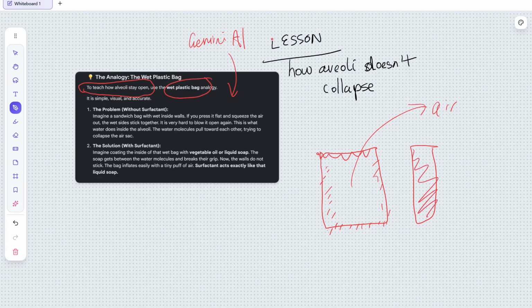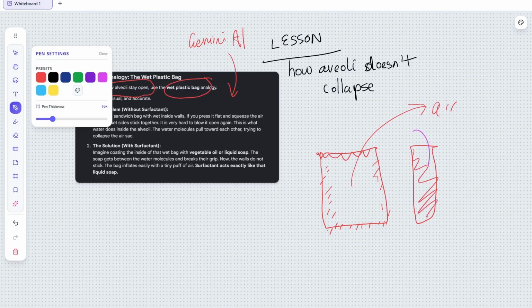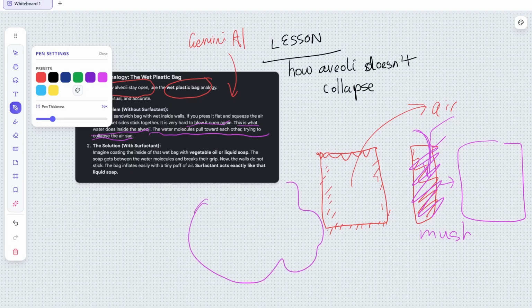So it's very hard to blow this open again because it's all melted down, right? So all of this is just a bunch of mush all together. And so we can't blow in air again like a balloon and expand it back to its normal size, right? So it's very hard to blow it open again. This is what wetness does inside your alveoli. The water molecules pull toward each other, trying to collapse. So within your alveoli in your lungs, they have that. And the water tries to stick together, coming inward, trying to collapse.